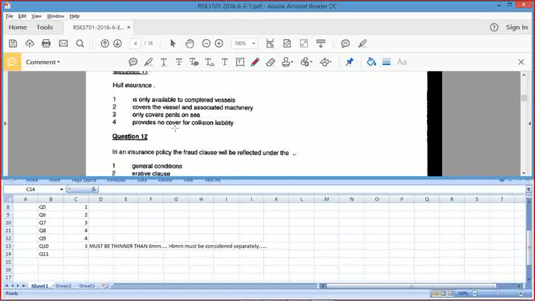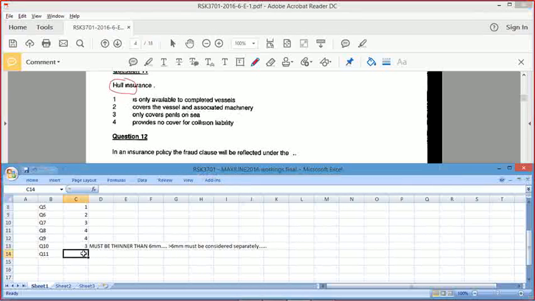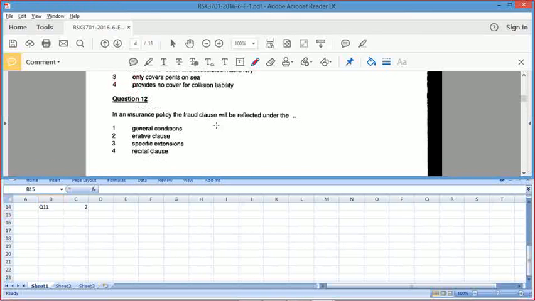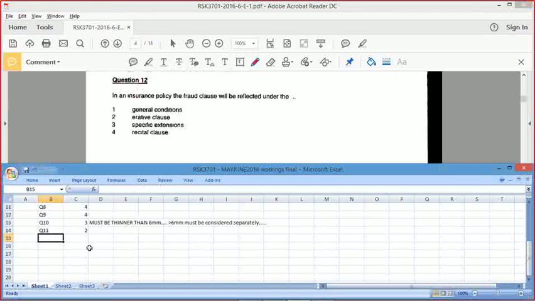Okay, hull insurance is a repeat question. We saw that. Remember, the hull is the boat part of the boat, which is the vessel and the machinery. Okay, question 12. In an insurance policy, the fraud clause will be reflected under.